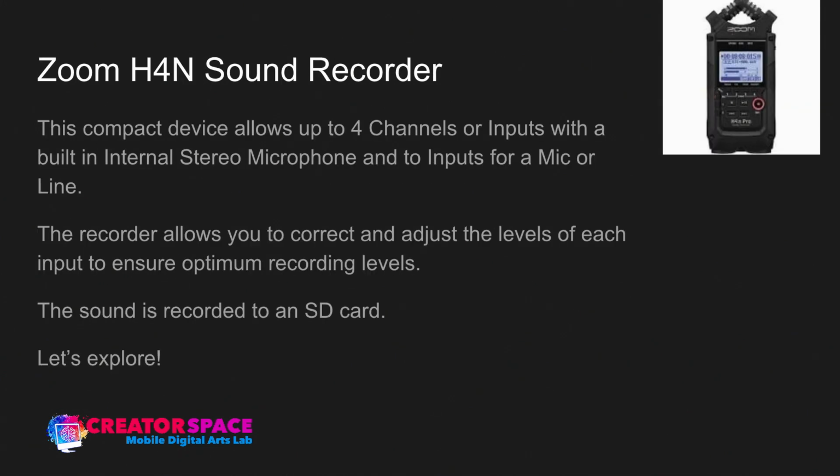So let's start off with the Zoom H4N recorder. This compact device allows up to 4 channels or inputs with a built-in internal stereo microphone, and it also has inputs for a mic or a line. And so that allows us to bring in these additional microphones to it. It's built in, so you can just use it as it is, and that's the fun thing, or you can add a condenser microphone. So if you're doing an interview, you can use it like a portable recorder. If you think of those older recorders, you might be like, so what are your thoughts on this?